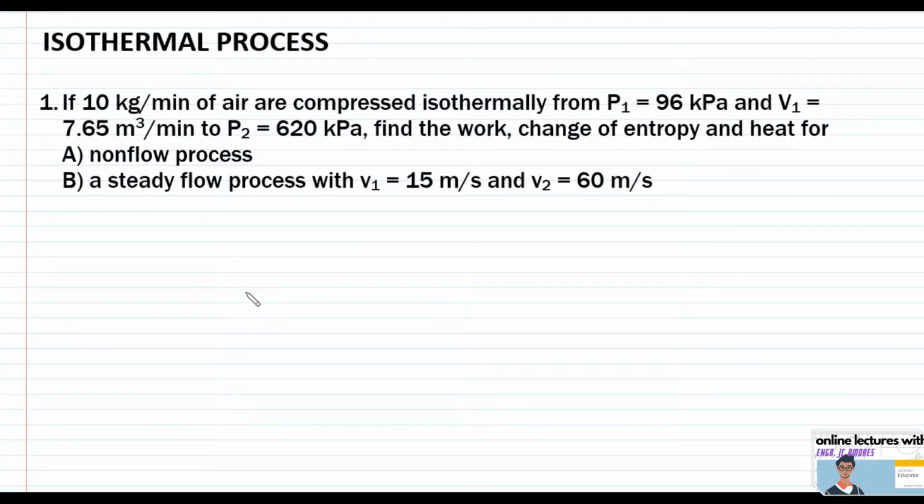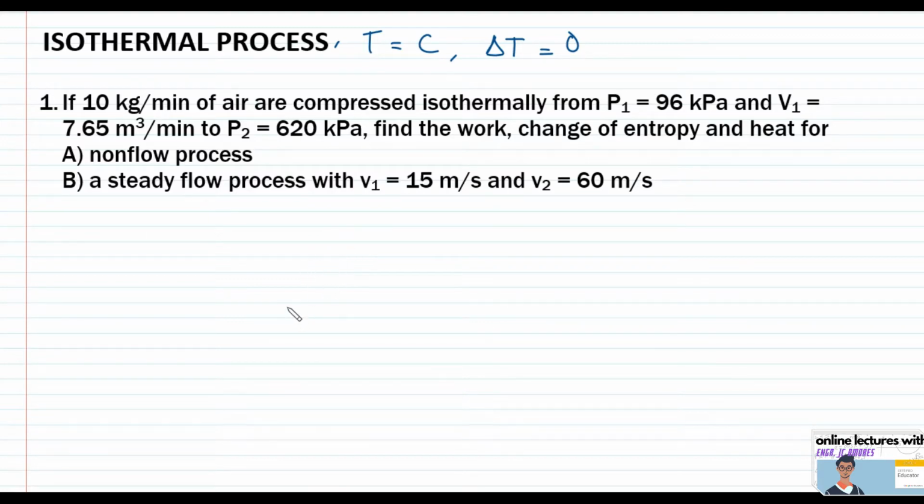Hello everyone. In this video, I am going to discuss the isothermal process. This is a process of ideal gas wherein your temperature is constant. So therefore, your change of temperature T2 minus T1 would be equal to 0. We will discuss the formulas involved here as we solve these example problems.